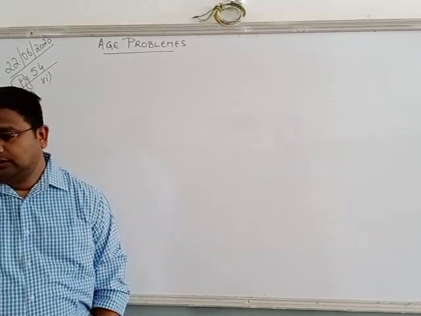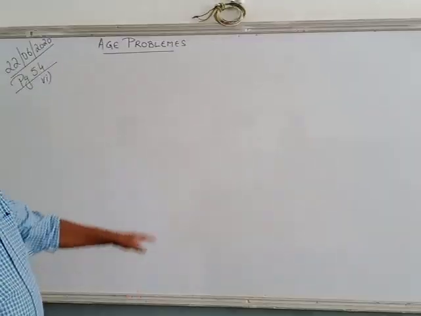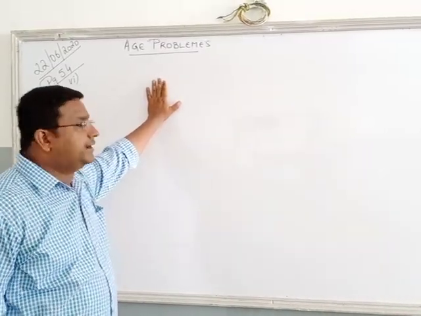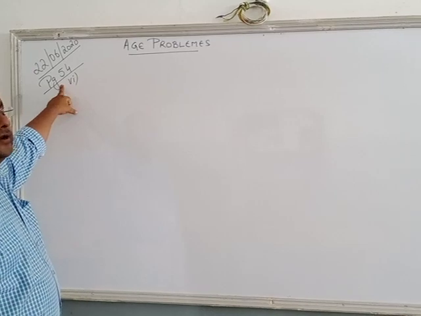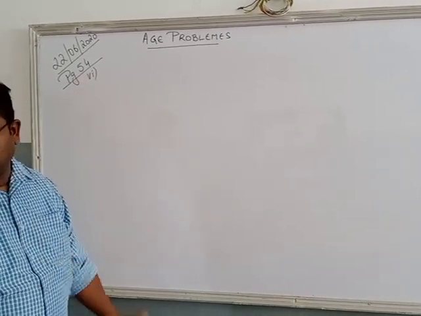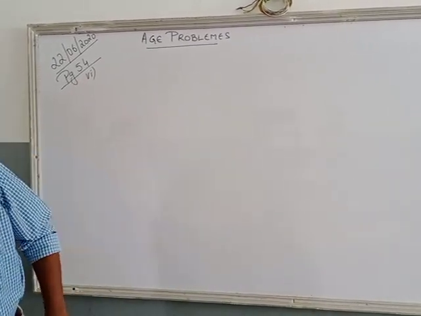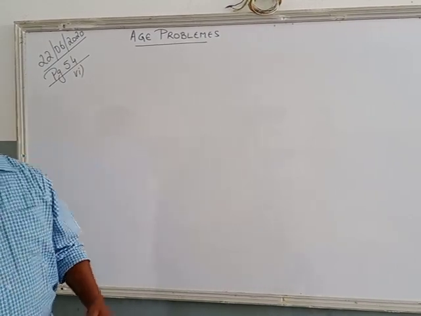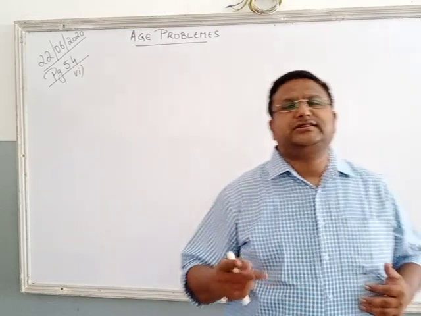Good morning, students. Today we are going to discuss age problems from your textbook. The first age problem is in your exercise 3.3, page number 54, 6th part. What does it say? It says that 5 years ago, the age of Jacob will be 3 times that of his son. Now 2 people are there.